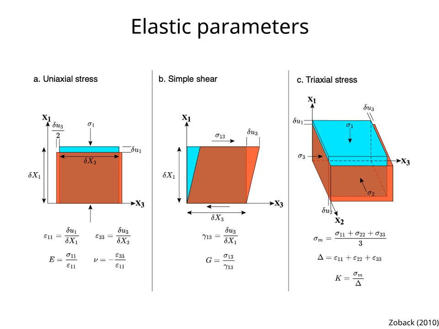This figure shows 3 types of loading of a rock cube and the parameters in the elastic regime. Blue is the initial geometry, and red is the final geometry. For uniaxial stress, the ratio of the axial stress and the axial strain is the Young's modulus, E. The negative of the ratio of the lateral strain and the axial strain is the Poisson's ratio, nu. For simple shear, the ratio of the shear stress and the shear strain is the shear modulus, G. And for triaxial stress, the ratio of the mean stress and the volumetric strain is the compressibility, K.